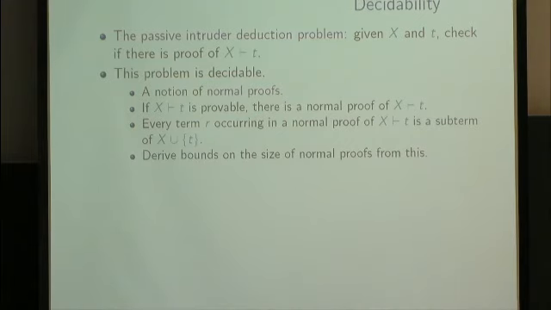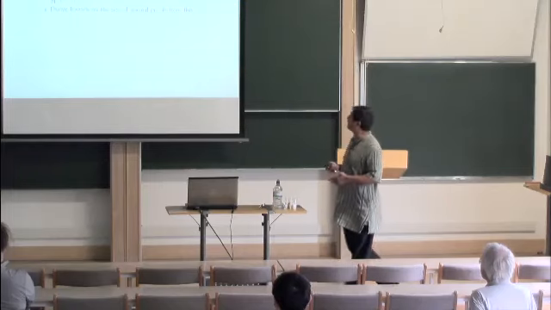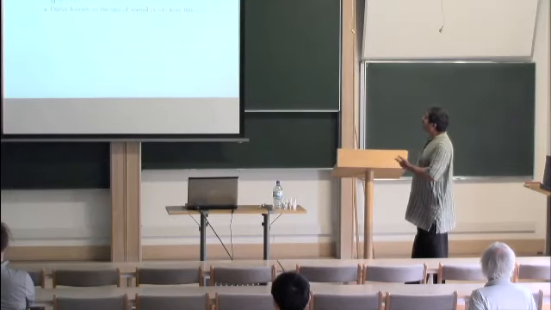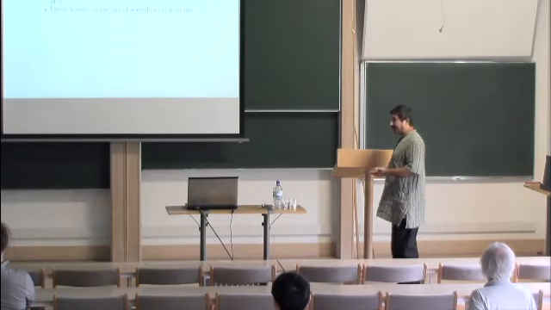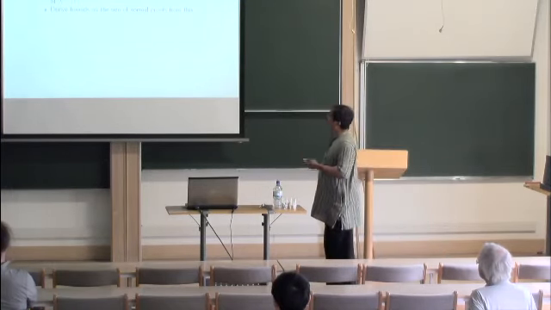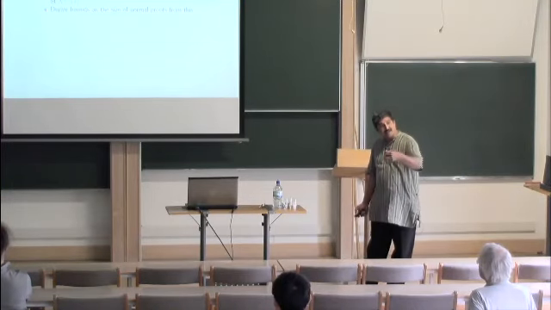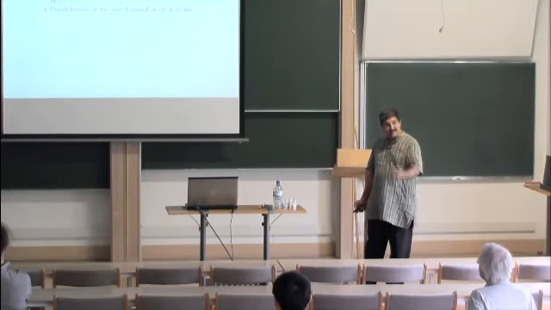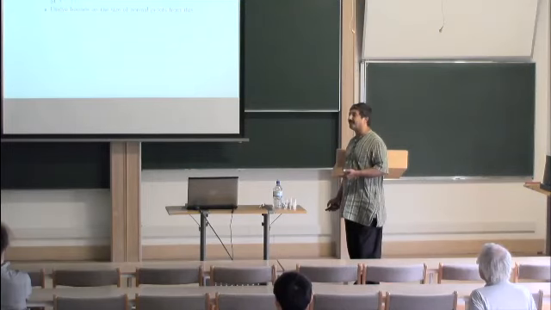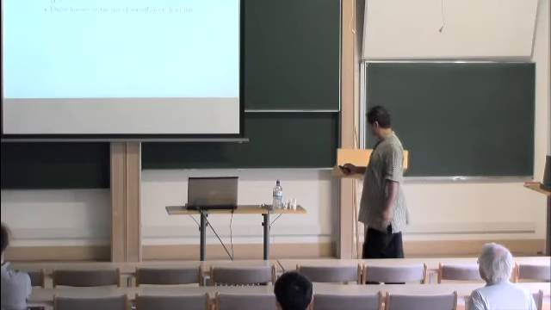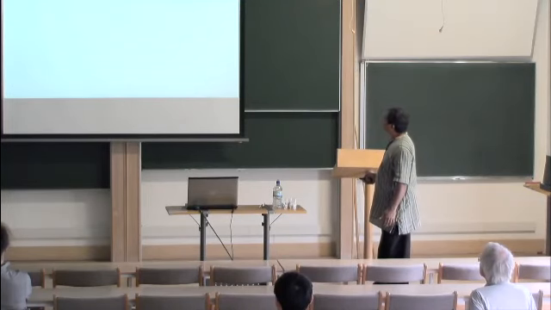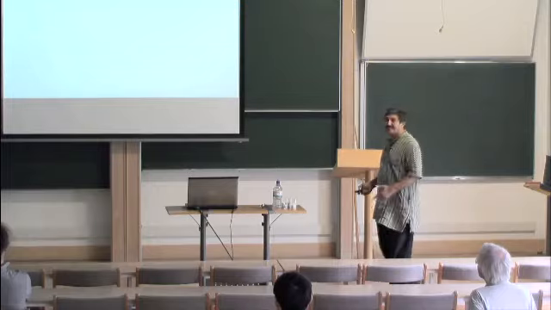Well, you have a notion of proof here, and you have a notion of normal proofs, and you show that if a term T is derivable at all, there is a normal proof of it. There is a subterm property where you show that every term occurring in the proof is actually a subterm of one of the given terms or the term that you are trying to derive. From that you can get a bound on the size of the normal proofs and use it to get an algorithm. Well, okay, so what are these normal proofs?